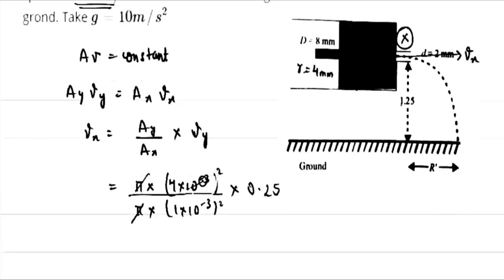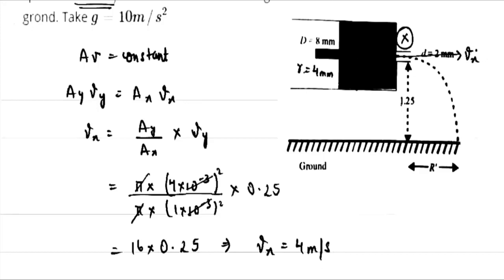So we can cancel out the common terms. Pi and pi we can cancel out. 10 to the power minus 3 we can cancel out. And we will get 16 in the numerator multiplied by 0.25. So this will give us the velocity at x is 4 meter per second. Okay, and see this velocity is in horizontal direction.